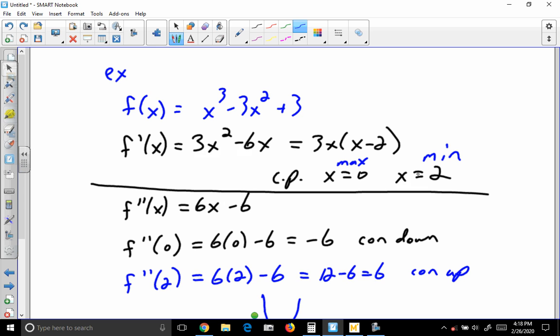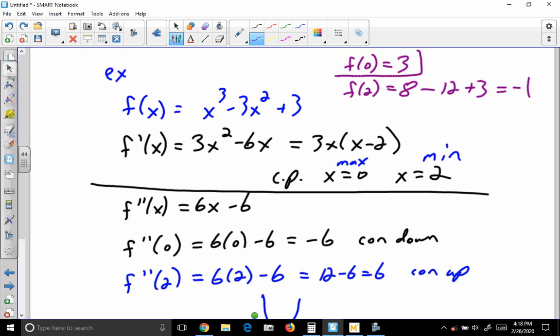If we want to find the corresponding y values, we can substitute 0 into the original function, and we get 0 minus 0 plus 3. If we substitute a 2 in, we get 8 minus 4 times 3 plus 3, so we get negative 1. So that's our relative maximum, that's our relative minimum.